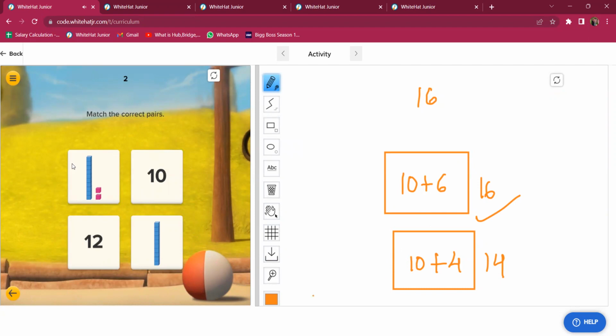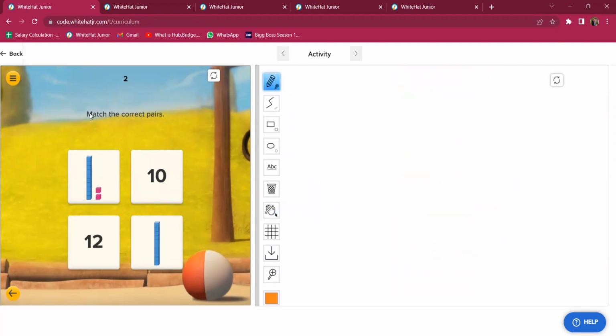So here we have to match. Let's see how we are going to match it. Here we have 10. In this box we have 10 plus 2, correct?